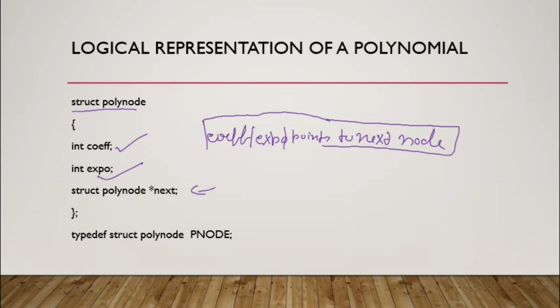So we know that always the pointer to the next node is of type next node. That is why we represent it that way. And since struct type polynode is a big name, we simply typedef it, or rename it, to pnode. So this is how we represent it logically.